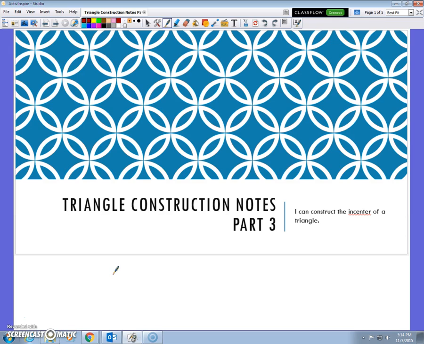Now, we've already found the circumcenter, which we decided we were going to bisect each of the segments of the triangle and find where they connect, or where they are concurrent. What we found was that on an acute triangle, it's on the inside. On a right triangle, it's on the edge. And on an obtuse triangle, it's on the outside. And so what you're going to find with an incenter is it is on the inside of the triangle.